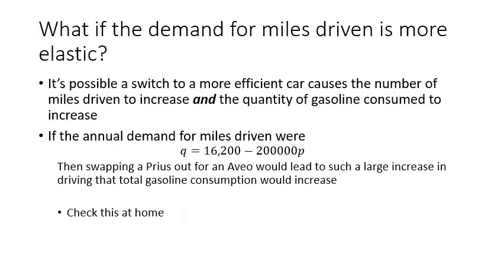What if the demand for miles driven is more elastic? It's possible a switch to a more efficient car causes the number of miles driven to increase and the quantity of gasoline consumed to increase. If the annual demand for miles driven were given by the following equation, Q equals 16,200 minus 200,000 P, then swapping a Prius out for a Veo would lead to such a large increase in driving that total gasoline consumption would actually increase. I recommend you check this at home.